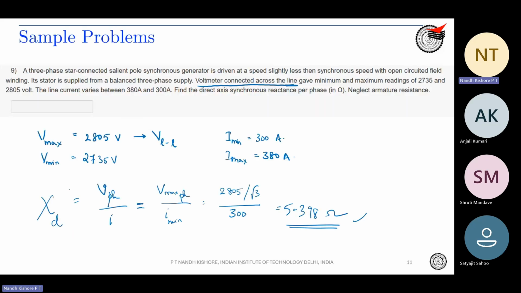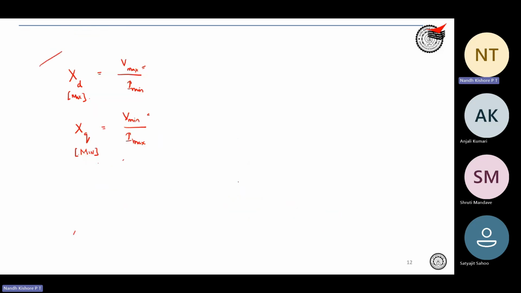To find out the XD value, we always take VOC by ISC, but you have to consider the maximum value for XD. So V max divided by I min would be XD, whereas XQ would be V min by I max. Okay.